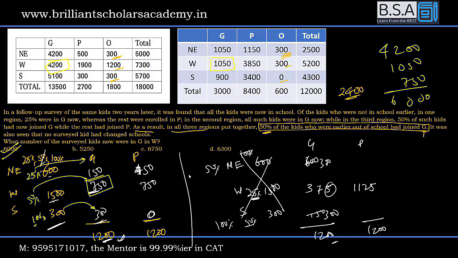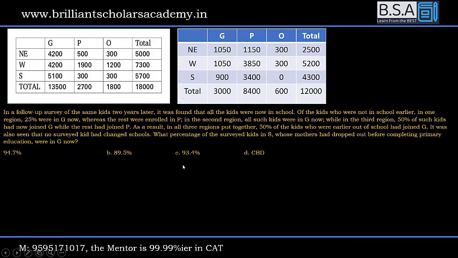Clear है? Good. Try this. What percentage of surveyed kids in S whose mothers had dropped out before completing primary education were in G now? How many were in G now? So dropout वाले ये हैं जिनकी मदर्स ने प्राइमरी एजुकेशन ड्रॉप कर दिया था. What percentage are in G now?